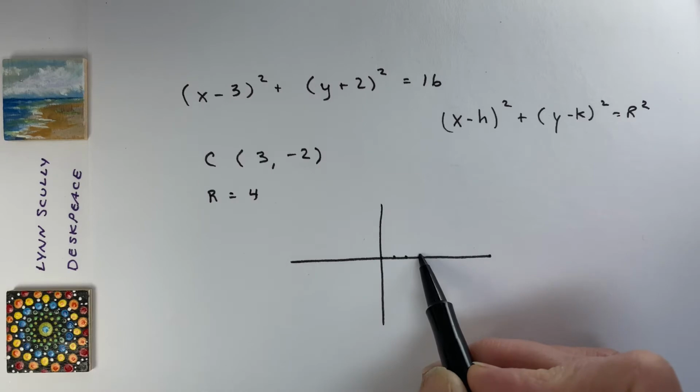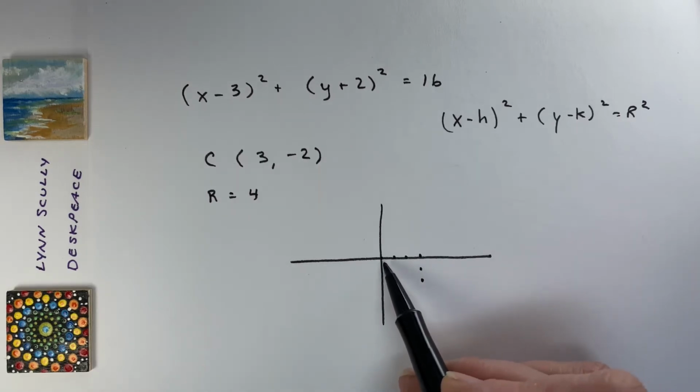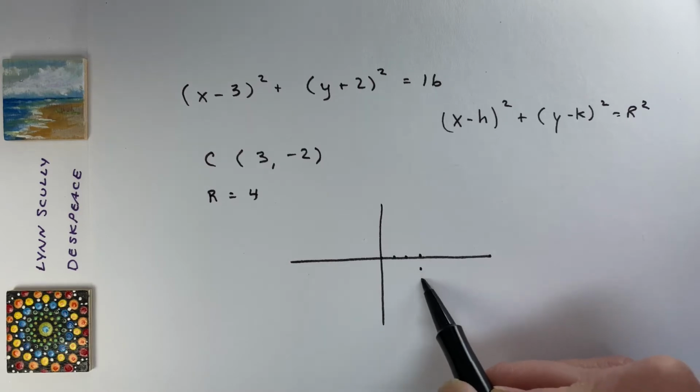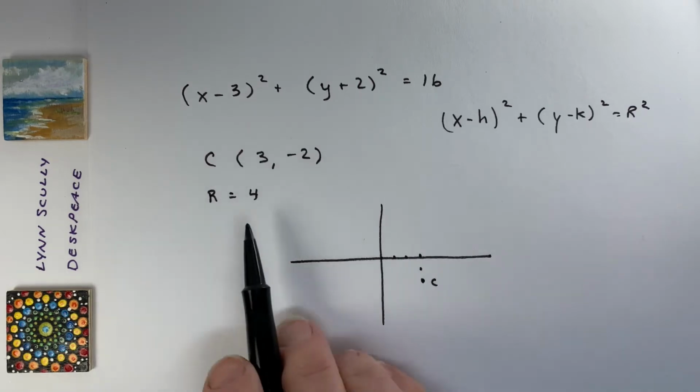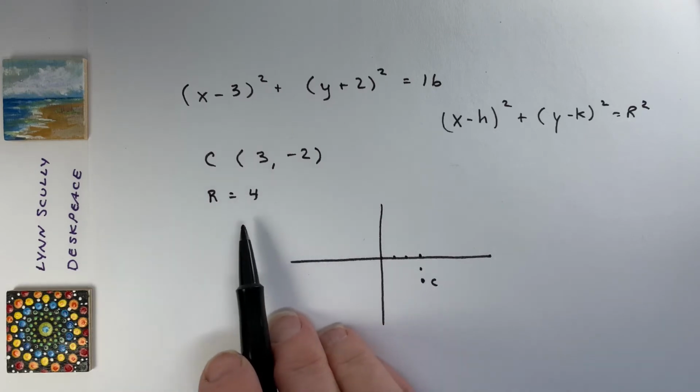Now, to do a quick thumbnail, I'm going to count off the center. 1, 2, 3, 1, 2. Notice I'm not using graph paper, and I'm just trying to stay about the same with everything. That is the center. Now I'm going to count up 4, down 4, right 4, left 4.